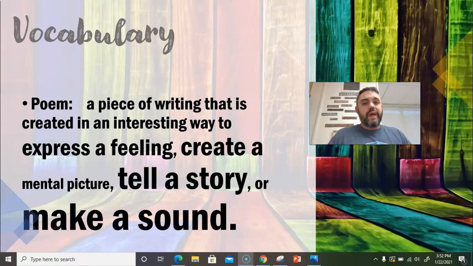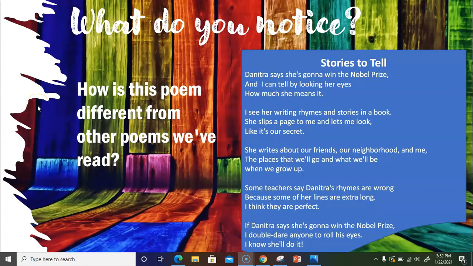With that out of the way, let's dive in to an example and really tear apart what a free verse poem is. So let's look at an example and try to discover together what a free verse poem might be. Our first example comes from Stories to Tell by Meet Denitra Brown. There on the screen it says Stories to Tell.